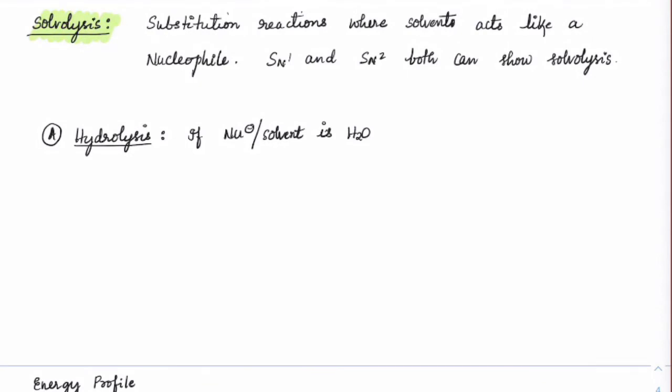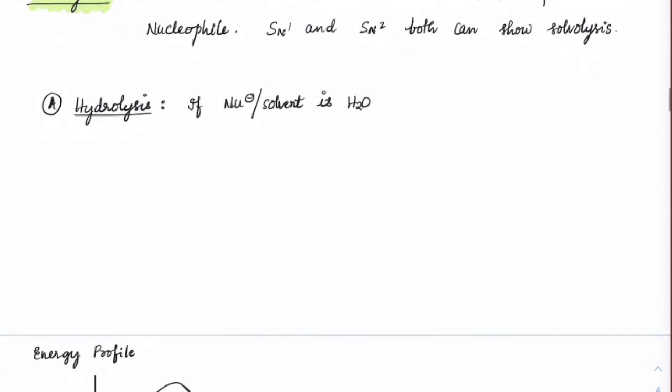Every solvolysis has a name. If water is involved, it is called hydrolysis. If alcohol is involved, it is called alcoholysis. If ammonia is involved, it is called ammonolysis. If formic acid is involved, it is called formolysis. So every solvolysis has a name, and we will go one by one here.